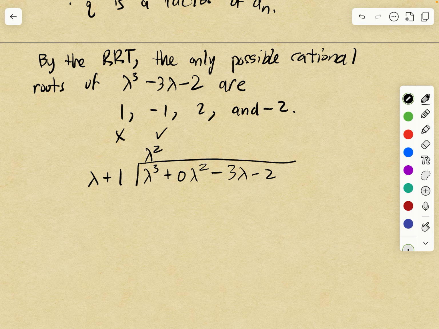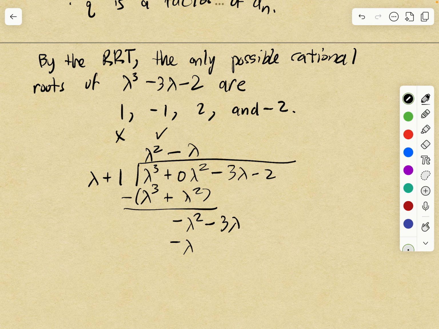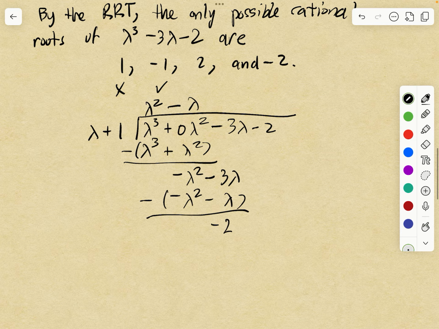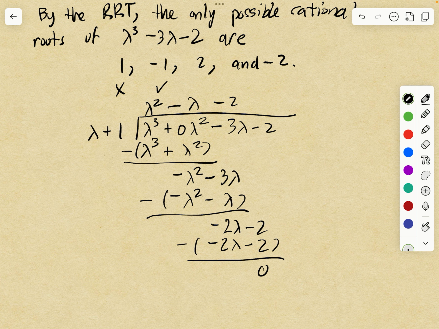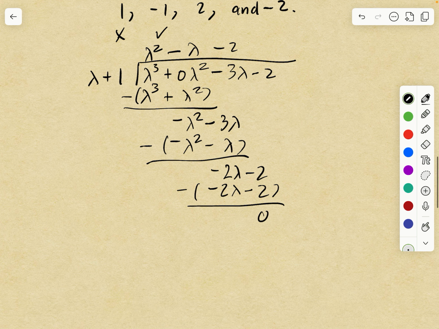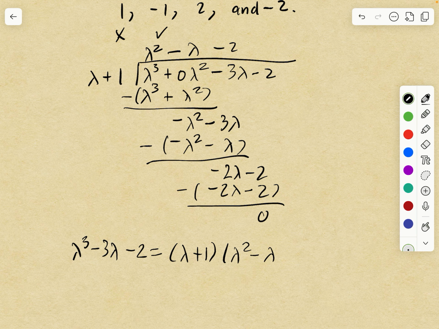So lambda squared, and then you multiply. Let's get lambda cubed plus lambda squared. You subtract, so you get negative lambda squared minus 3 lambda. Then you continue, you get minus lambda squared minus lambda. Subtract, and you get negative 3 plus lambda, which is negative 2 lambda. Bring down the minus 2, so negative 2 lambda minus 2. Subtracted, you get 0. So that shows that the characteristic polynomial factors as lambda plus 1 times lambda squared minus lambda minus 2.